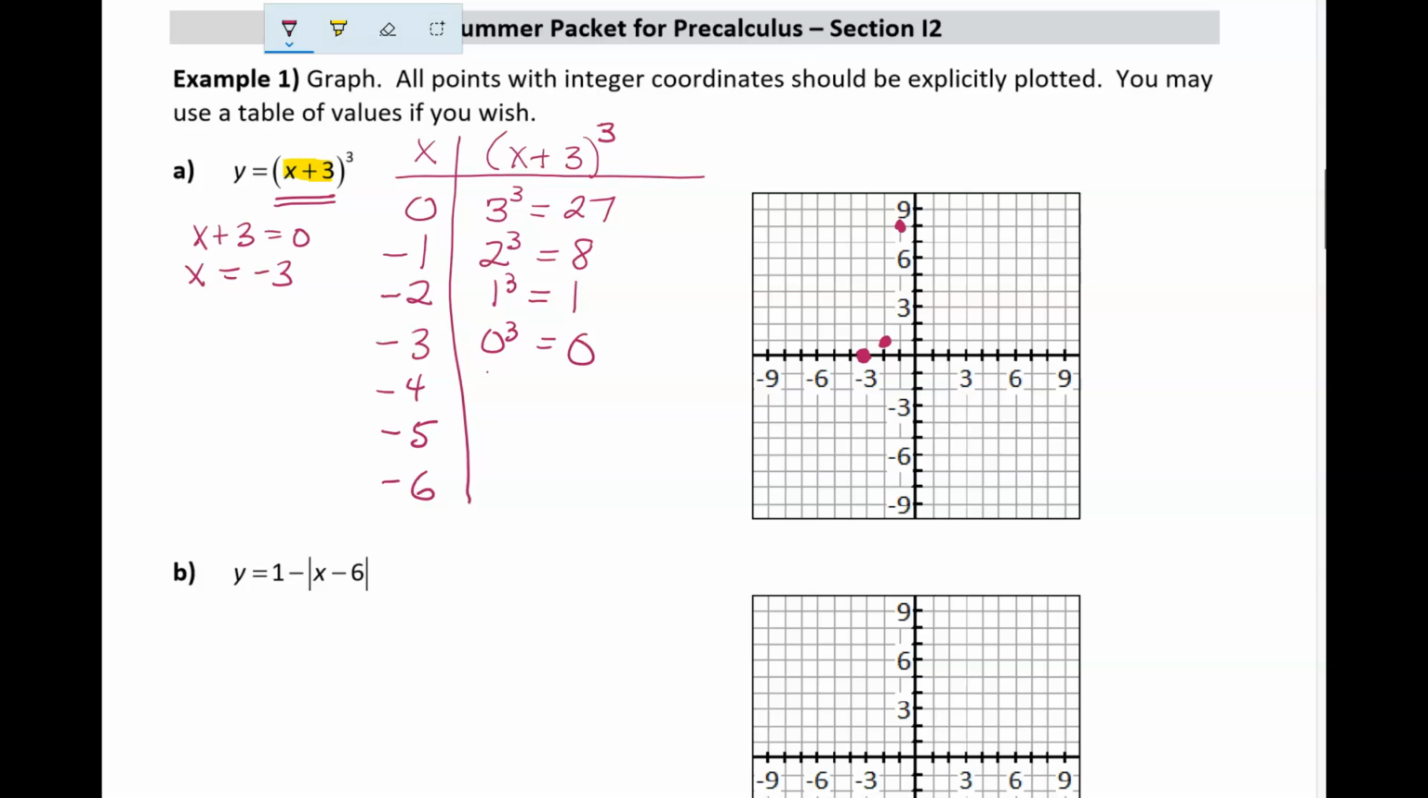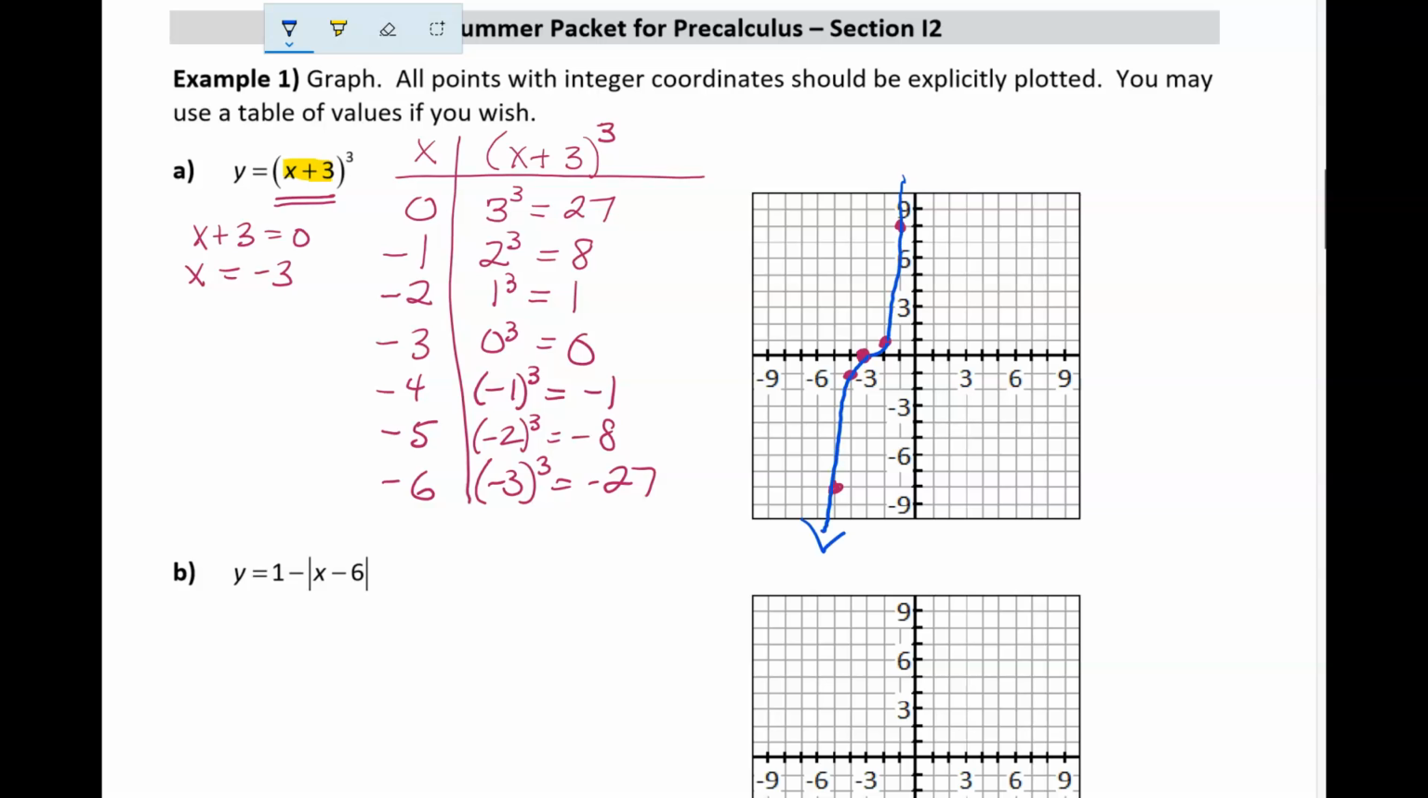Choosing -4, we get -1 cubed, which is -1. Again, I can graph -4, -1. Choosing -5, we get -2 cubed, which is -8. -5, -8. And -6 plus 3 gives me -3. Cubed is -27. That one's off the graph. I cannot graph that one. That makes me feel like I've got all the points that have integer coordinates that are on this grid.